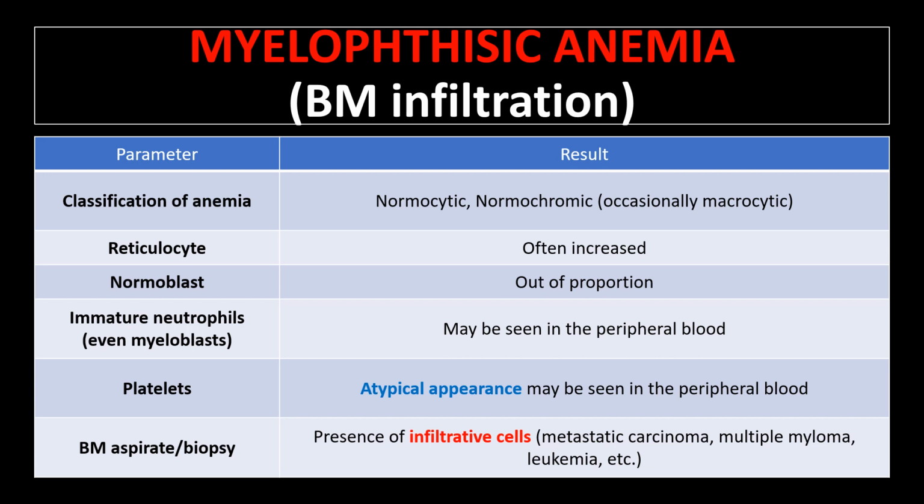And on bone marrow aspirate or biopsy, there is presence of infiltrative cells. For example, in cases of metastatic carcinoma, multiple myeloma, and leukemia. So, infiltration of your abnormal cells or tissue components on bone marrow aspirate or biopsy. So, the presence of infiltration of abnormal cells also differentiates myeloproliferative anemia from your aplastic anemia on bone marrow biopsy. So, if you see infiltration of abnormal cells, you can rule out aplastic anemia.